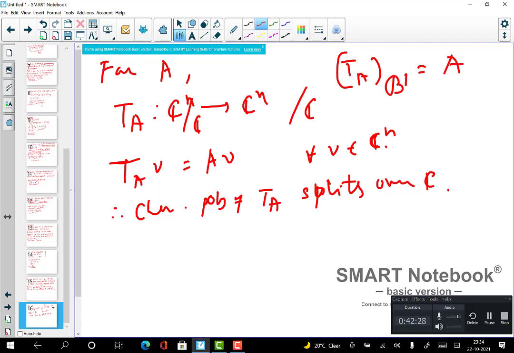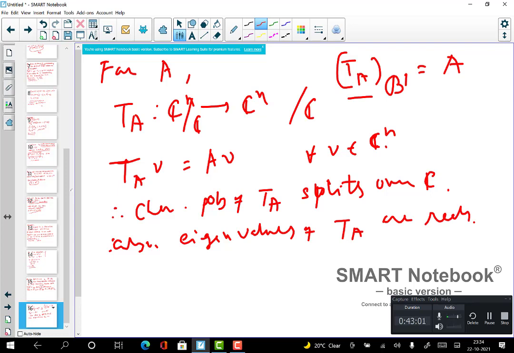Because this is my left multiplication, and A is symmetric, T_A is also symmetric, right? A is self-adjoint, so T_A is also self-adjoint, and hence the eigenvalues are real, because T_A is self-adjoint. Eigenvalues of T_A are real. Okay, so it splits over C, but the eigenvalues are real, so this implies the characteristic polynomial splits over R itself, right? Because the characteristic polynomial is a product of linear factors, and all the roots are nothing but real numbers. So the characteristic polynomial of T_A splits over R, real numbers, right?